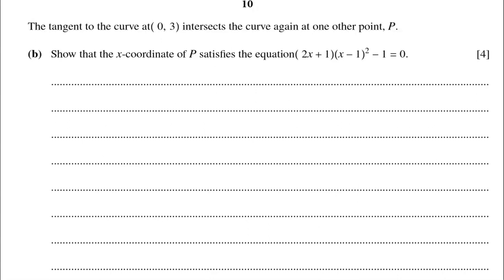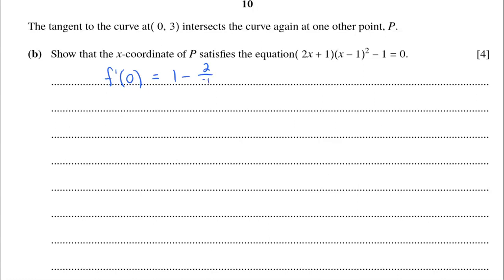So how do we find the equation of the tangent? Well, we have a point, we need the gradient. How do we find the gradient? Well, we have a function that tells us the gradient, the derivative function. So we're finding the gradient at the point where x is 0, because that's the point (0, 3), which is equal to 1 minus 2 divided by (0 minus 1) cubed.